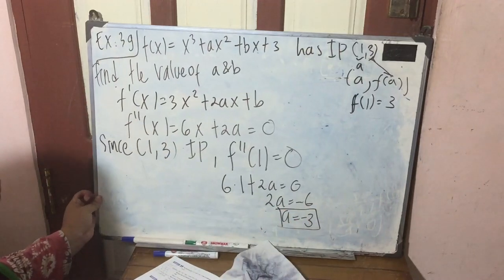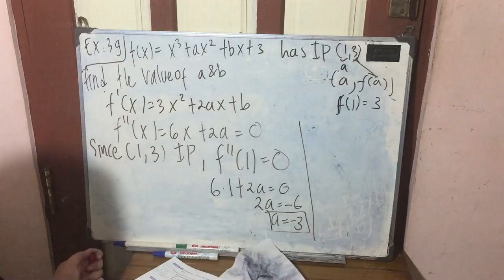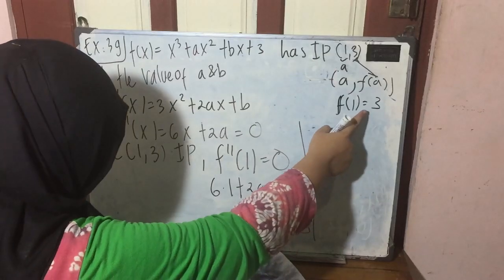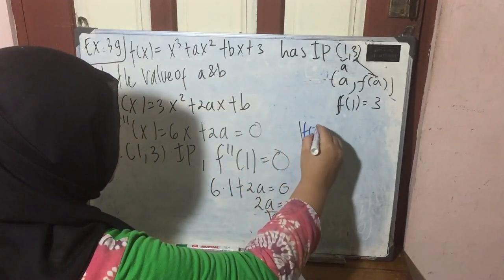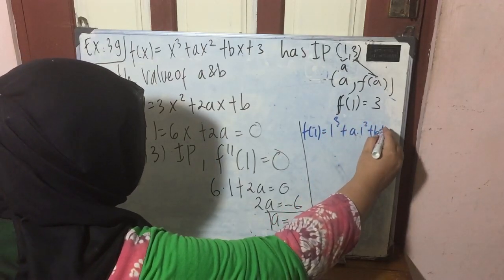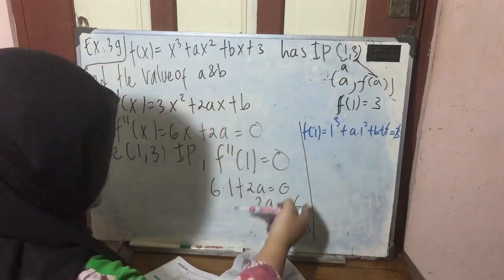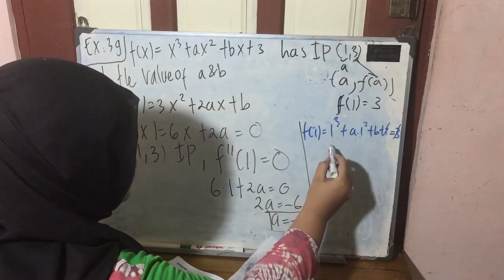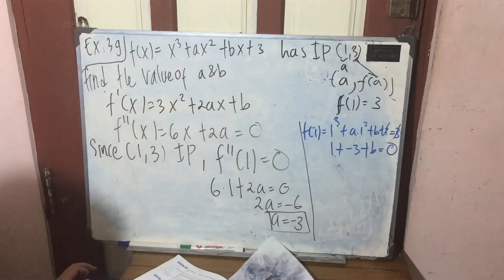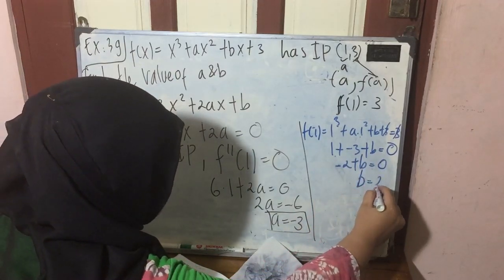And then we need to find b. From here, we get f(1) equals 3. So substitute: f(1) equals 1 cubed plus a times 1 squared plus b plus 3 equals 3. The 3s cancel each other, and a becomes minus 3. So 1 plus minus 3 plus b equals 0. Minus 2 plus b equals 0, so b equals 2.